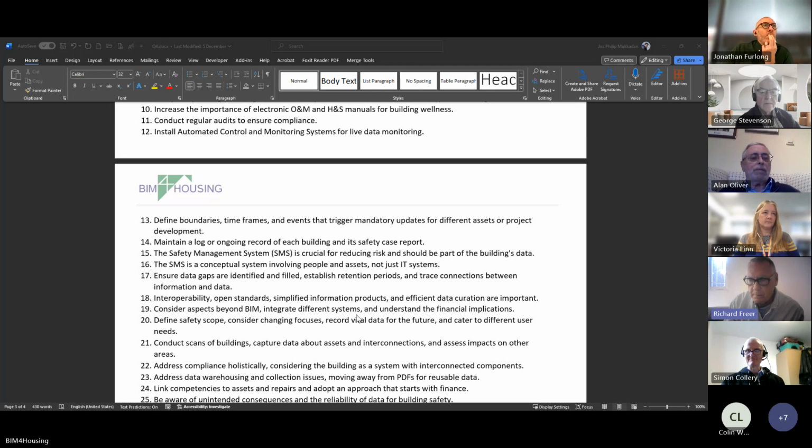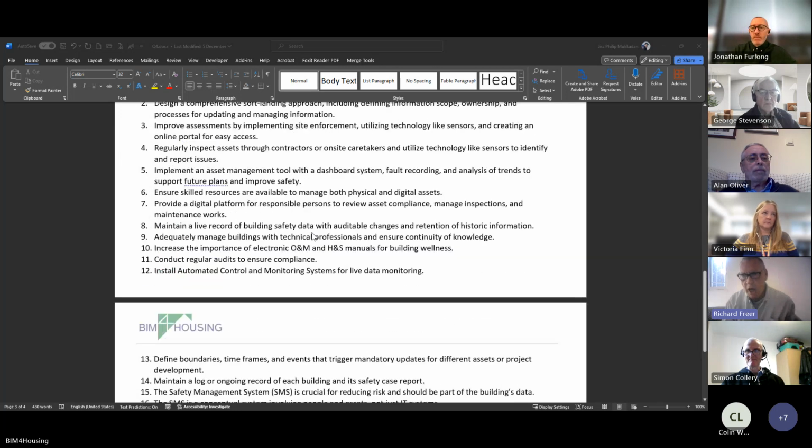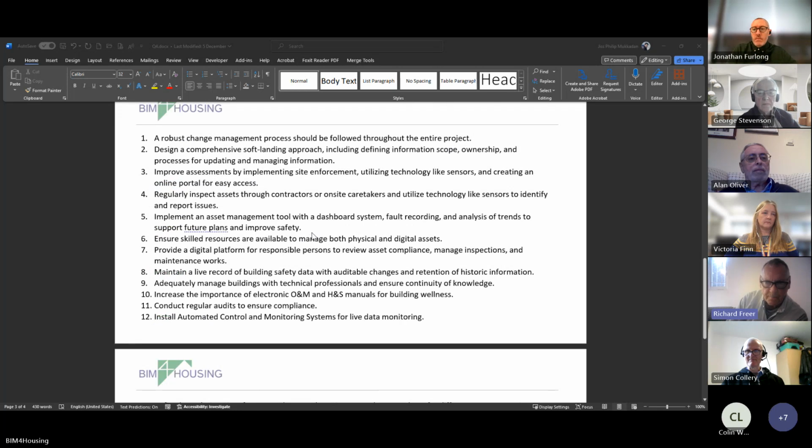We've also got Paul White suggests that answers 5, 11, and 15 are all around competence, which is pretty much covered under number 8, which is maintain a live record of building safety data with auditable changes and retention of historic information. I think he's probably right that we could just make that answer a little bit longer and cover everything in the other 3. Does anybody have a view on that? George, what do you think about that? That's your subject, isn't it?